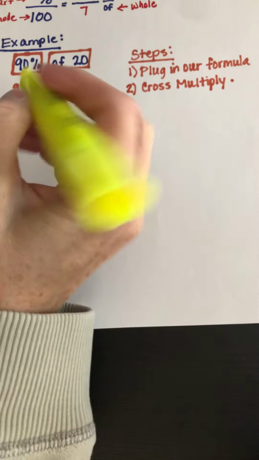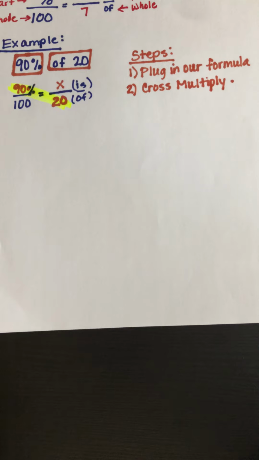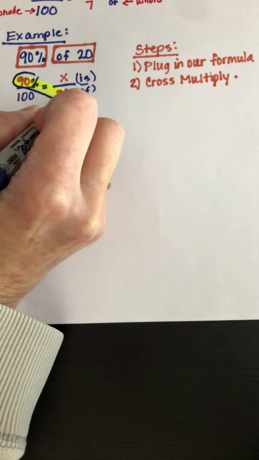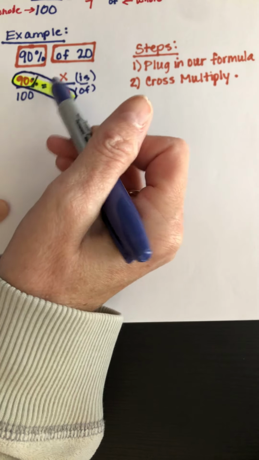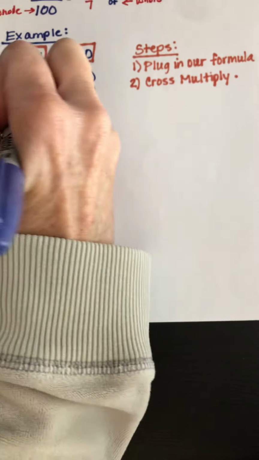So, but what I do know is I have my 90 and my 20. So I can cross multiply because there's two numbers. We're just looking for where do we see two numbers that we can multiply. We don't know what x is, so we can't do that. So we're gonna have to use the two numbers that we have. So the first thing we're gonna do is cross multiply.